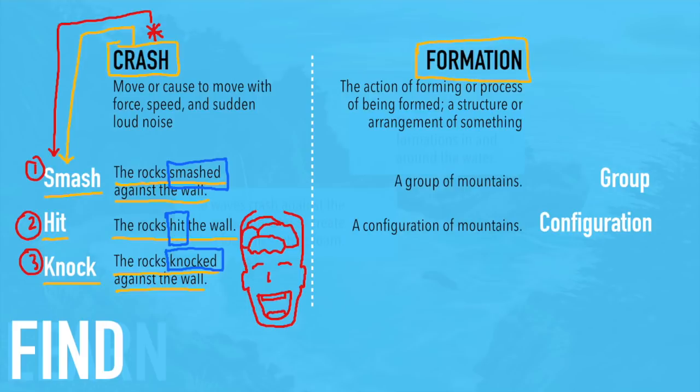Okay, all right, now for formation. We have these 2 words right here. Okay, now I just chose 2 words for this one, for the synonyms. Okay, we have group and configuration. All right, so here's the sentence. A group of mountains. Now, once again, we can say a formation of mountains. And finally, a configuration of mountains, which again can be replaced with a formation of mountains. Okay? All right. Now let's move on to our next example.